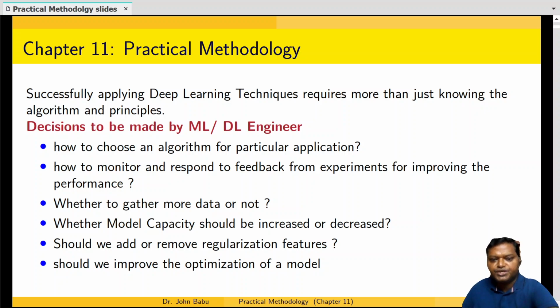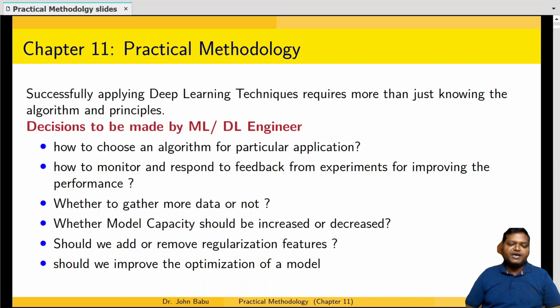Then secondly, how we can monitor and respond. Suppose we are doing a certain project and you got some results, how do you respond to those parameters and improve the performance? That is another decision. Then you have particular data, for example 1,000 samples of data. The question is whether to gather more data or whether it is sufficient. If you gather more data, is there any guarantee that your model performance will increase?